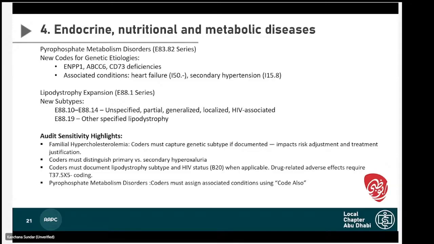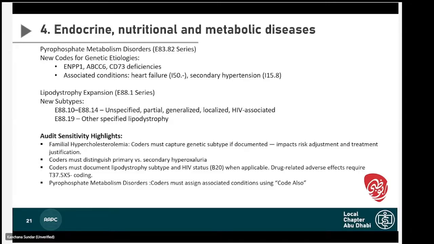And when I went back and saw the genetic description and how it will be documented, I understood that ENPP1 and ABCC6 and all these are the molecules which belong to pyrophosphate. And we can believe that the physician will definitely mention the specificity if he is bringing up pyrophosphate metabolism disorders. So please be watchful of the specificity when it comes to pyrophosphate metabolism disorders and the deficiencies ENPP1, ABCC6, and CD73 deficiency. If they are occurring, further specificity is available.